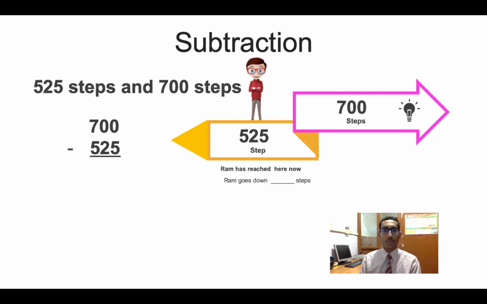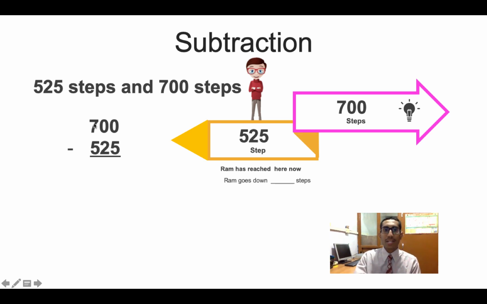Now what I will be doing is I am going to deduct this 5 from the 0. I cannot do that, so I am going to carry over. Now I can see that the next number is also a 0. So what shall I do here? I am going to take from this 7. Okay, so this 7 is going to give to the next place value.